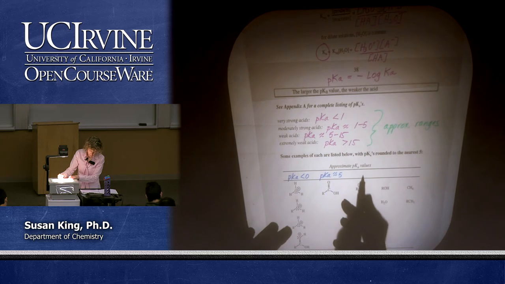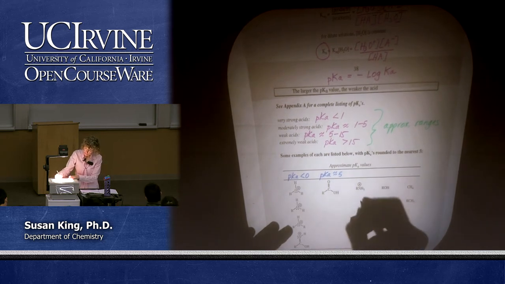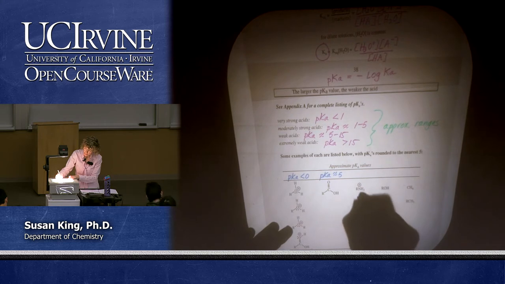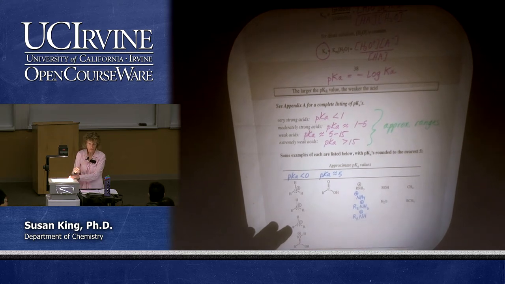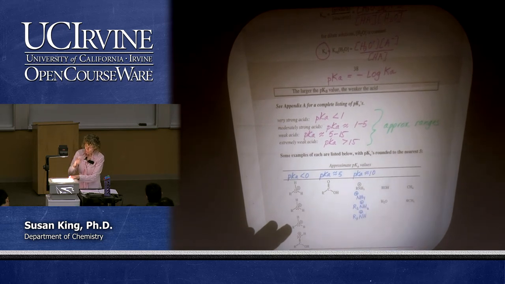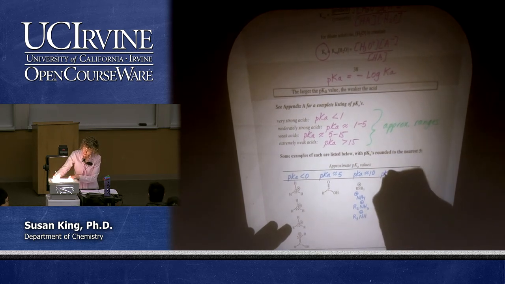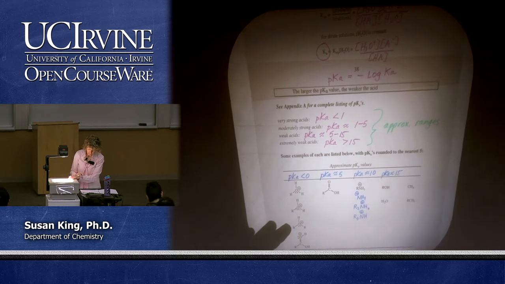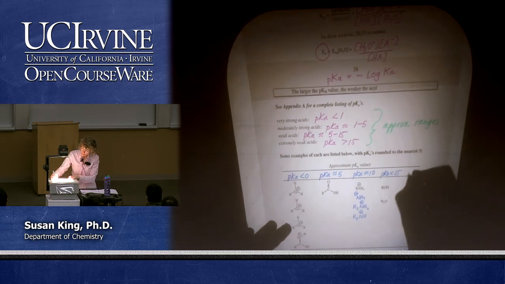Ammonium ions, so protonated amines. So this could also be NH4+. It could be R2NH2+. It could be R3NH+. These are all in the same family, and that's pKa around 10. Alcohols and water have very, very similar pKa's, and we're going to lump them together, and we're going to say pKa about 15. And then methane and just regular hydrocarbon chains, pKa about 50.